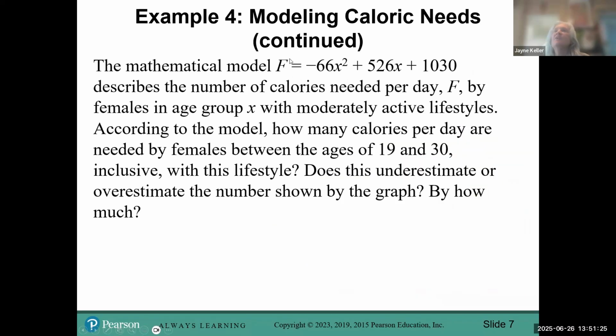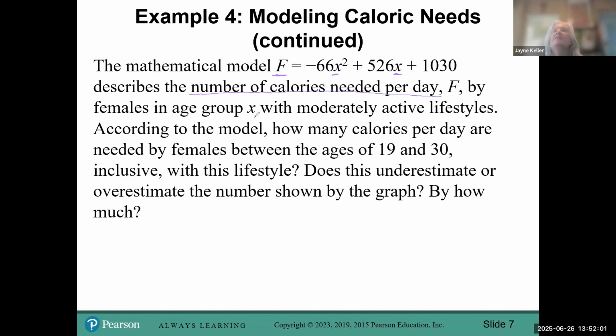And then we have this equation that models that. And the way that this equation works, whenever you see an equation, you have to look for the variables and you have to see what each variable is representing. So in this equation, we have an f. I want to know what the f represents. And then we have an x. And the x is used both here and here. So to understand this equation, we need to know what x is and what f is. Well, f is the number of calories needed per day.